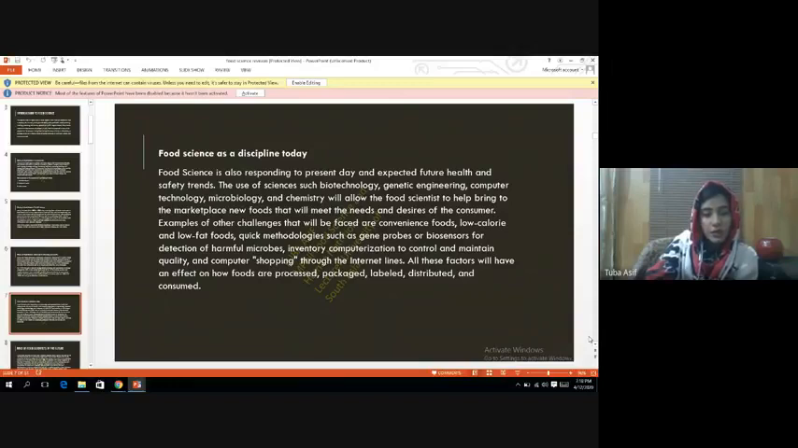Examples of other challenges that will be faced are convenience foods, low calorie and low fat foods, quick methodologies such as gene probes or biosensors for detection of harmful microbes, inventory computerization to control and maintain quality, and computer shopping through the internet. All these factors will have an effect on how foods are processed, packaged, labeled, distributed, and consumed.